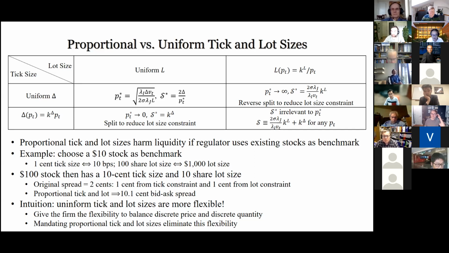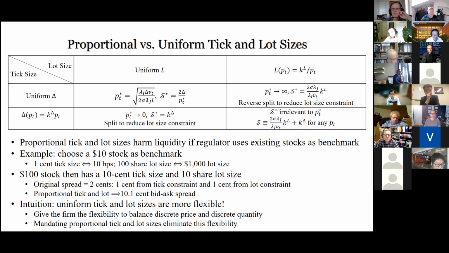What we show is that you cannot use any existing stock as a benchmark. Why? Because it will harm other stocks. Let me give you an example. Suppose you choose a $10 stock as a benchmark. If you switch to proportional, a 1 cent tick size will be 10 basis points, and a 100 share lot size will be a $1,000 lot size. Now if a firm goes to $100, it has a 10 cent tick size and a 10 share lot size. Let's say the original spread was at the optimal, which is 2 cents: 1 cent from the tick constraint and 1 cent from the lot constraint.